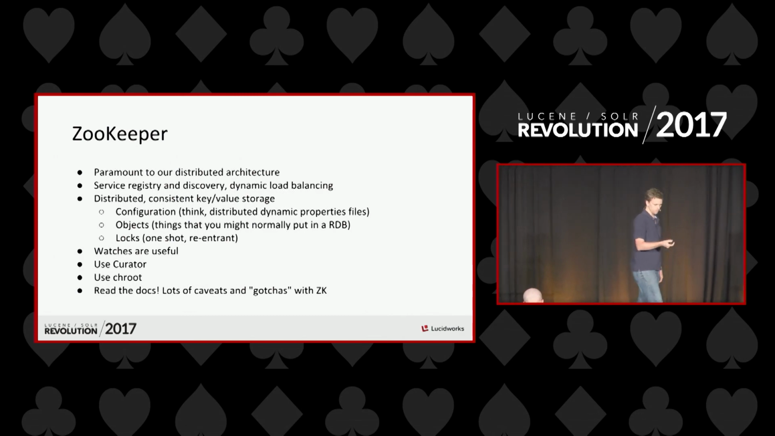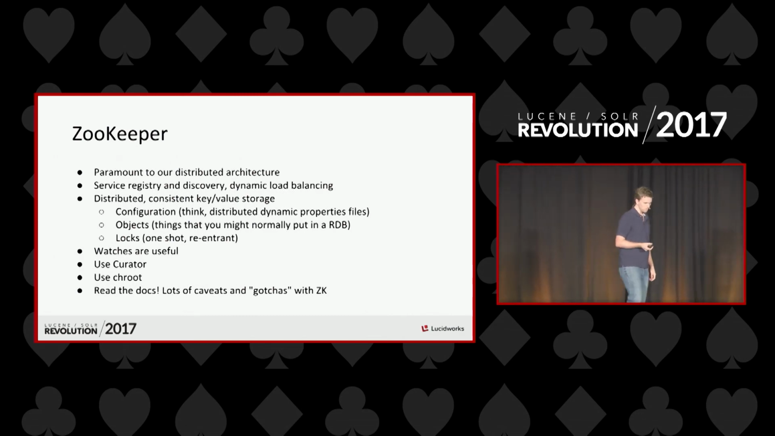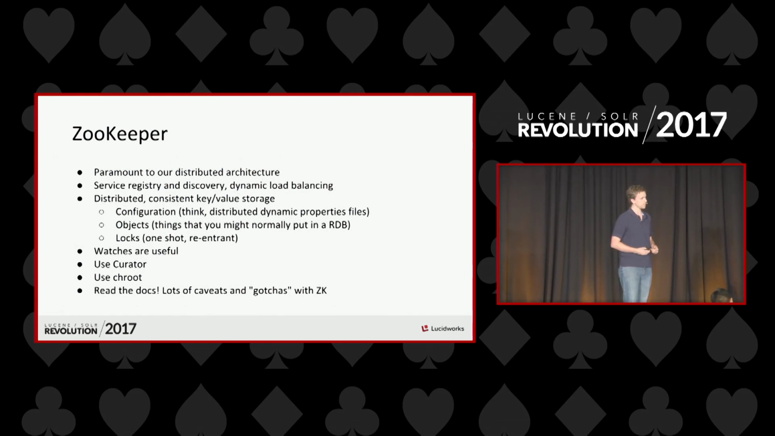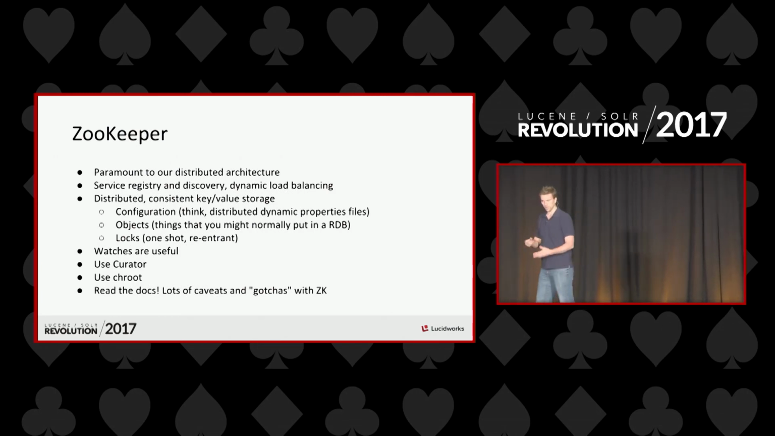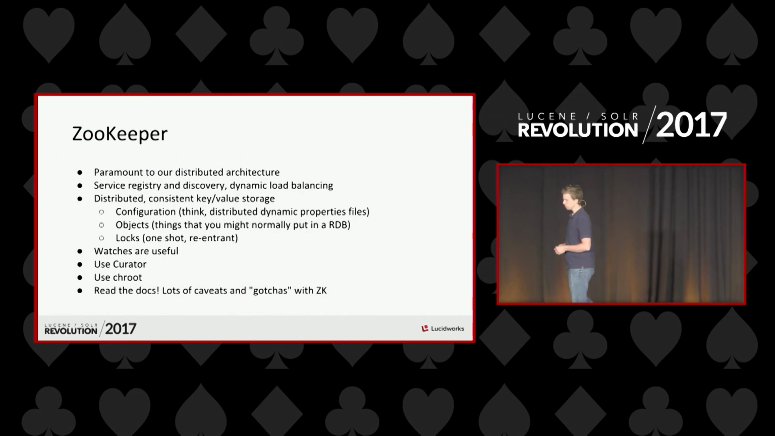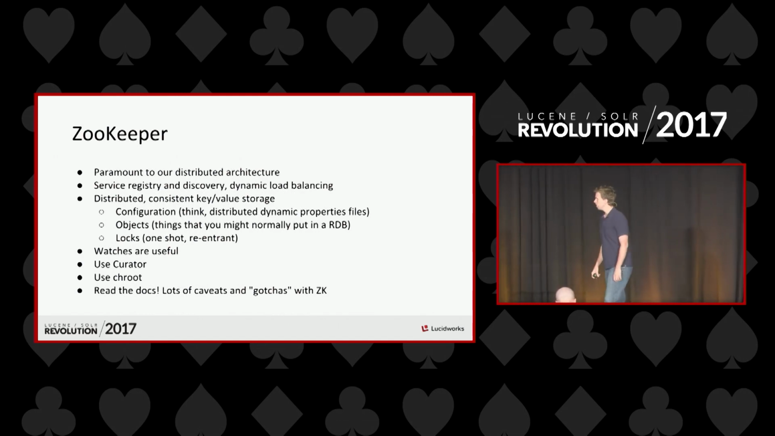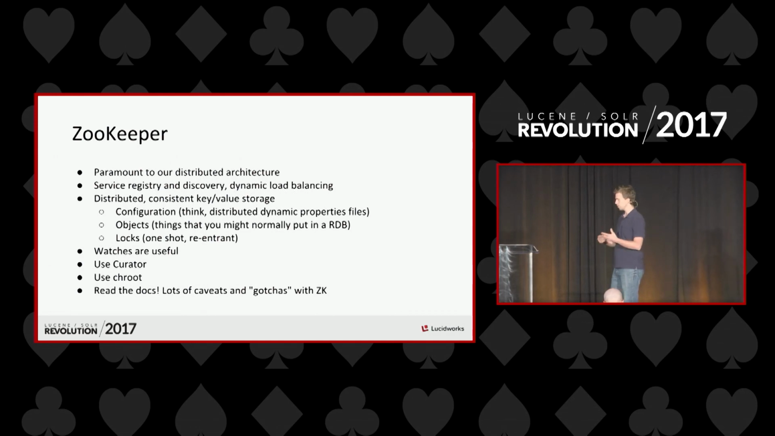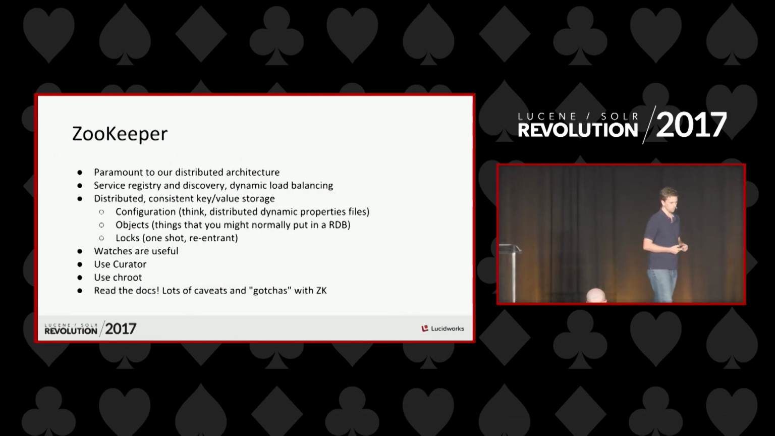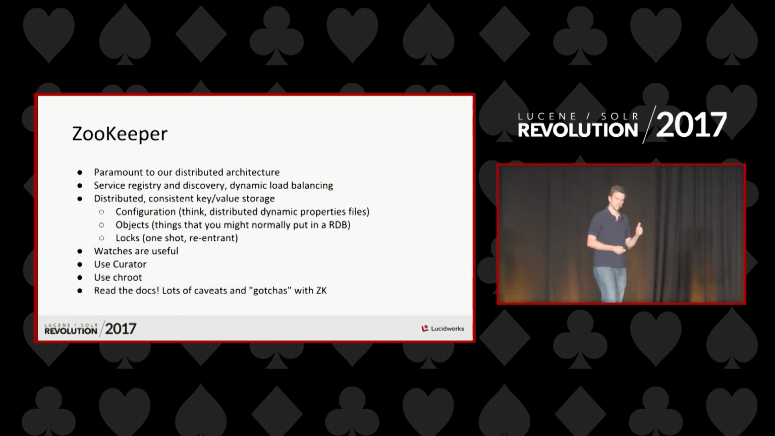So the types of things we put in there: stuff you might normally put in properties files, we have in Zookeeper, so we can dynamically update them and it'll be reflected across the cluster. Objects, which is a terrible overloaded term, but that's what we call them. This is stuff you might think of as application data, so configuration that the user provides, stuff you might traditionally put in a relational database. We put it into Zookeeper, and so far it works pretty well.